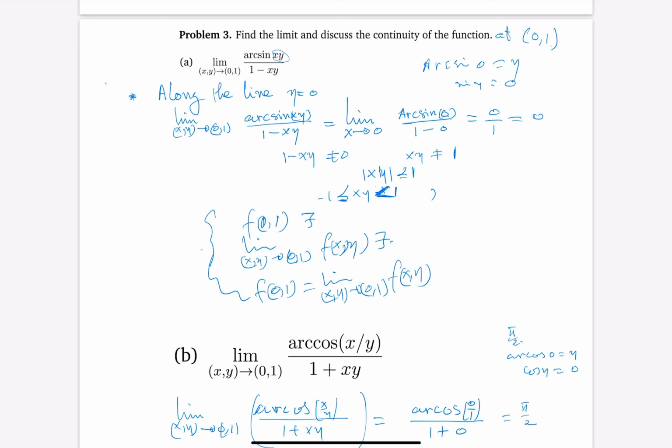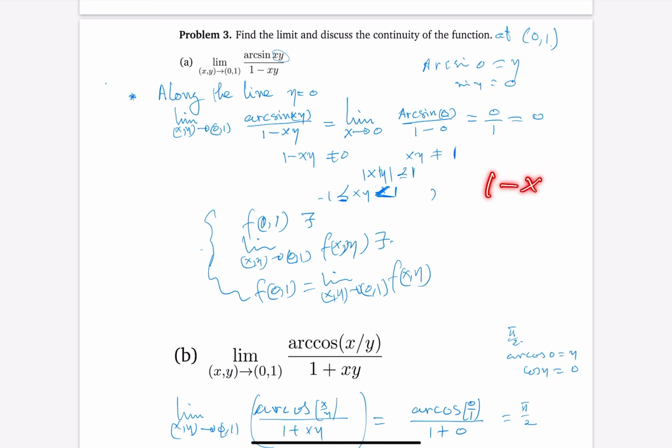Okay? Why? Because sine of something equal to 0, so which one should it be? You can have pi, you can have 0. It doesn't matter for the limit. At least the limit is finite, and then the limit does exist here, on that path.